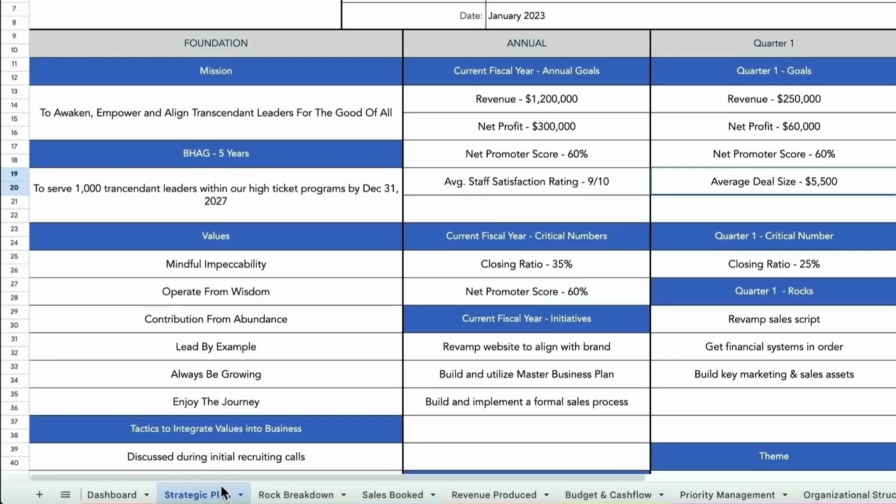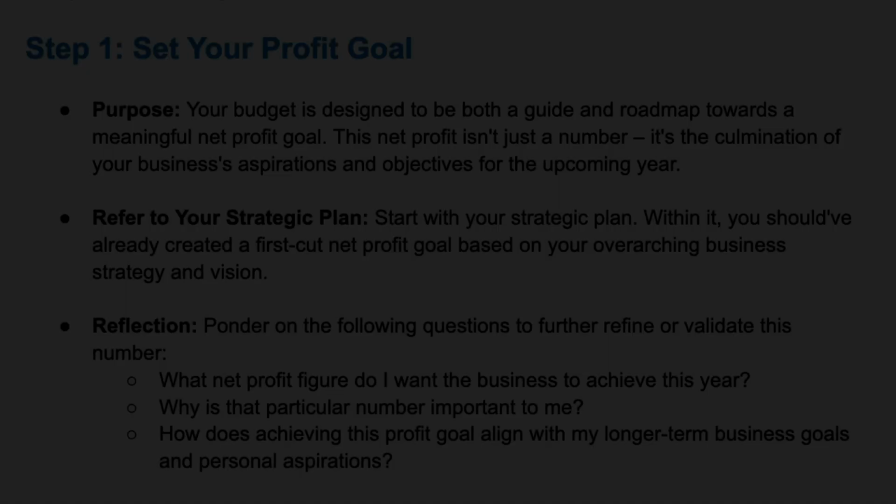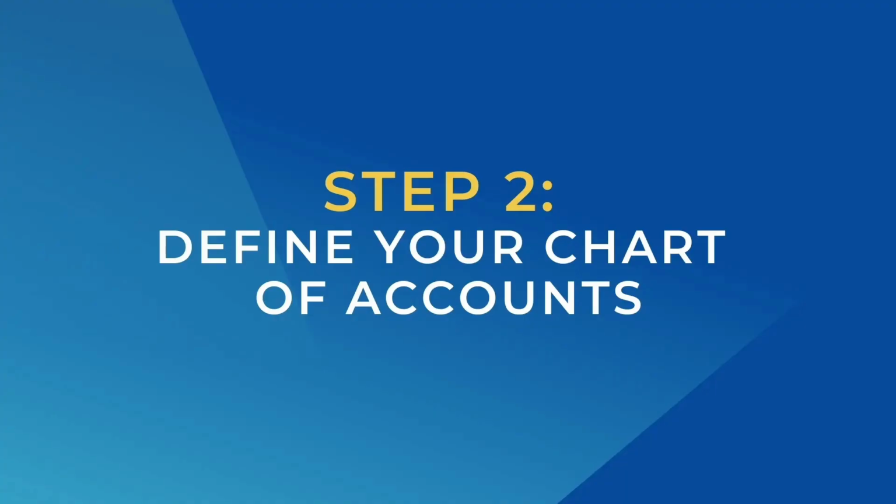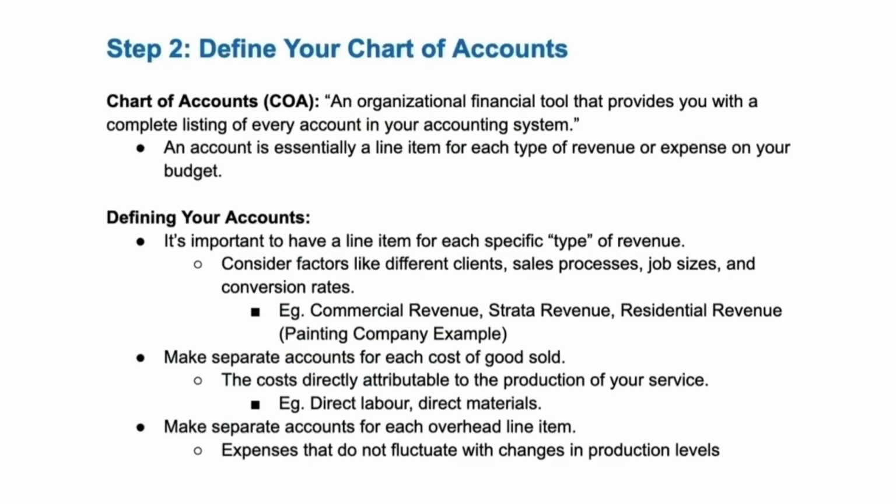Let's say, as an example, we're aiming to achieve a net profit goal of $300,000. So that's step 1. It's pretty self-explanatory. Step 2 is to define your chart of accounts. A chart of accounts is essentially an organization's financial tool that provides you with a complete listing of every account in your accounting system.